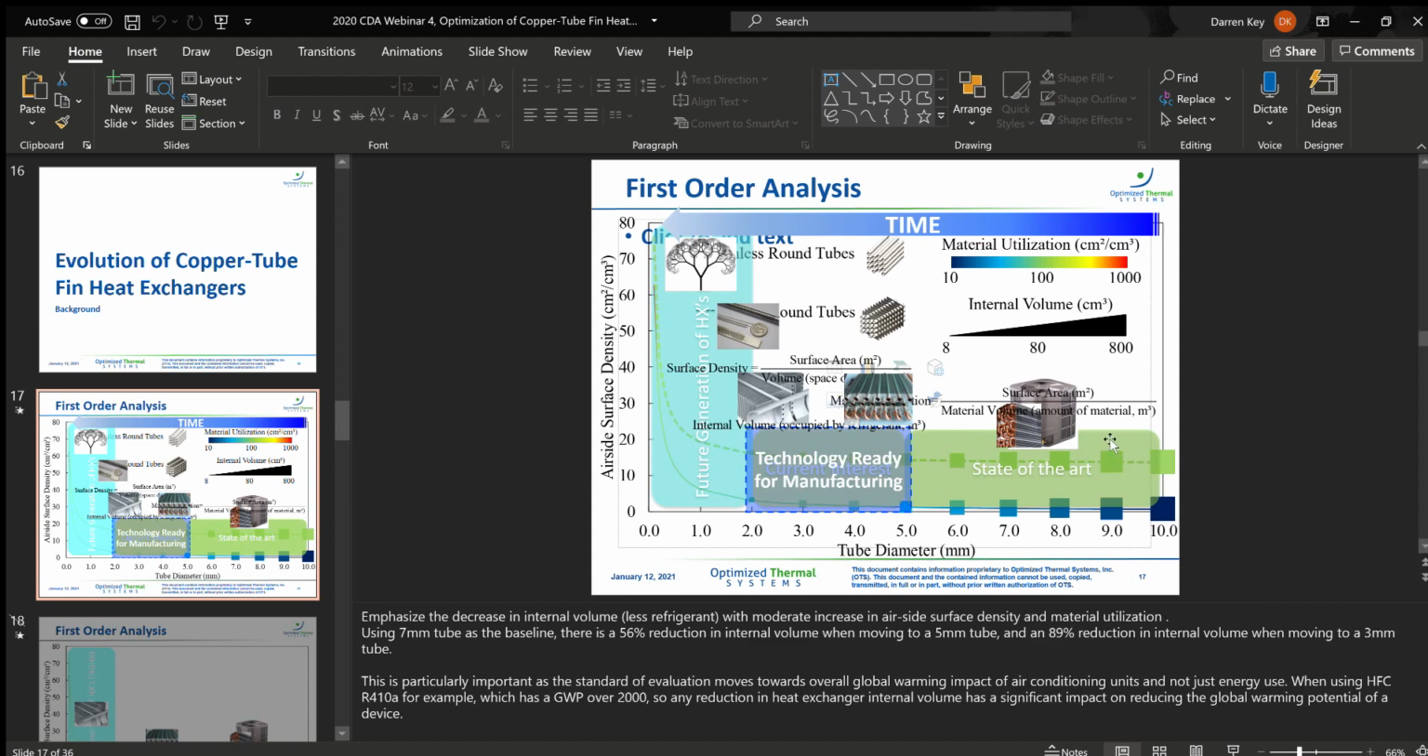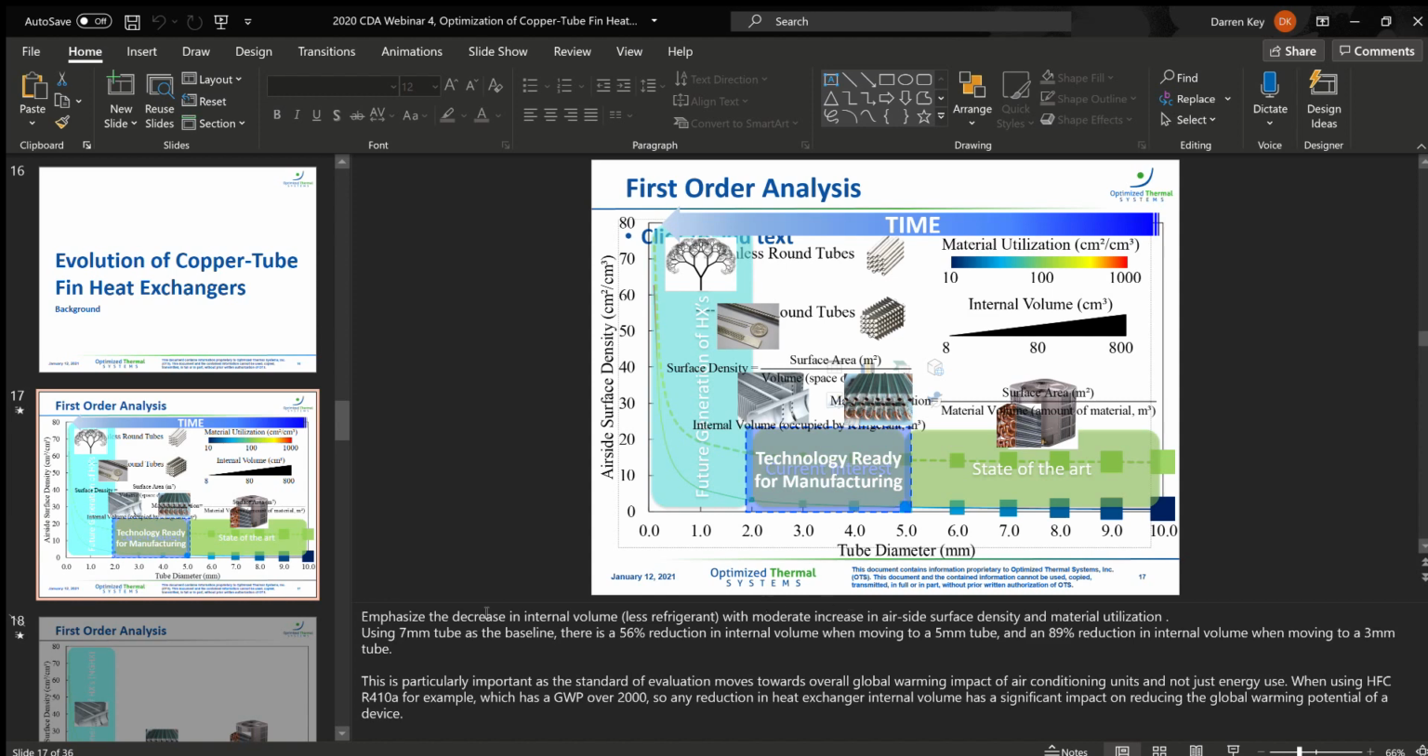So as we move from right to left, we see that the internal volume of the heat exchanger goes down and the air side surface density goes steadily up. If we use, for example, a 7mm tube as our baseline, we're able to go to a 5mm tube. There's actually a 56% reduction in internal volume going from that 7 to the 5mm tube. And then if we go even further to the 3mm tube, there's an 89% reduction in internal volume of that tube.